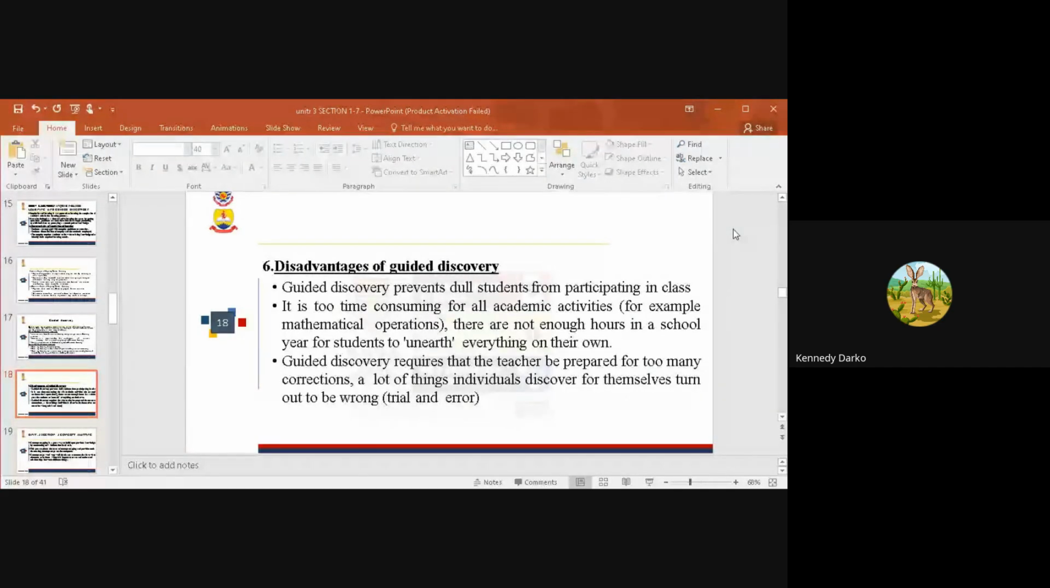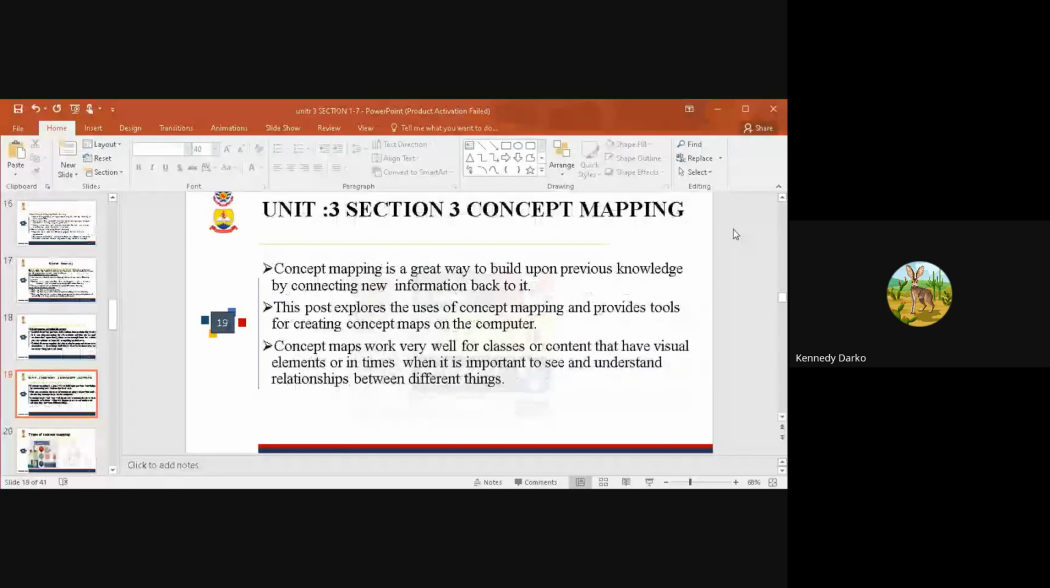Guided discovery requires that the teacher be prepared for corrections. A lot of things individuals discover for themselves turn out to be wrong. So that's the trial and error kind of thing. Once you set up guided discovery, please, you don't complain. You have called for it, so you will get it. When they bring it and it's wrong, please have time, mark it and correct them. Because you said you want to use that method to teach, so we must be ready to do that.